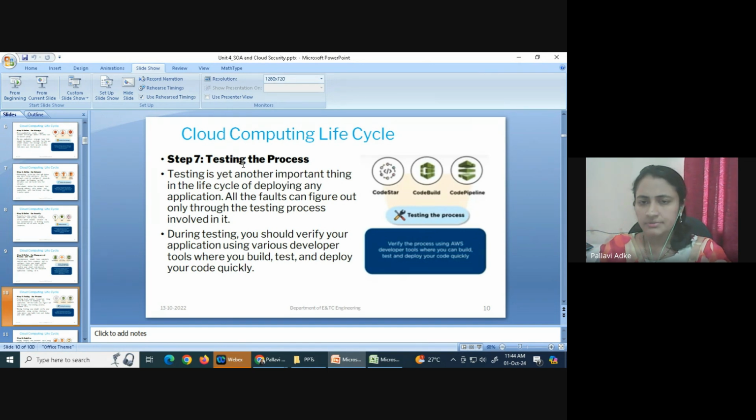Now testing the process: whatever we have built, how will we check whether it's working or not? We have to test that model. So verify the process using AWS developer tools, where you can build, test, and deploy your code quickly. So these are the testing the process. All these things you can compare with your project, to see that all these steps we are using in our projects also.